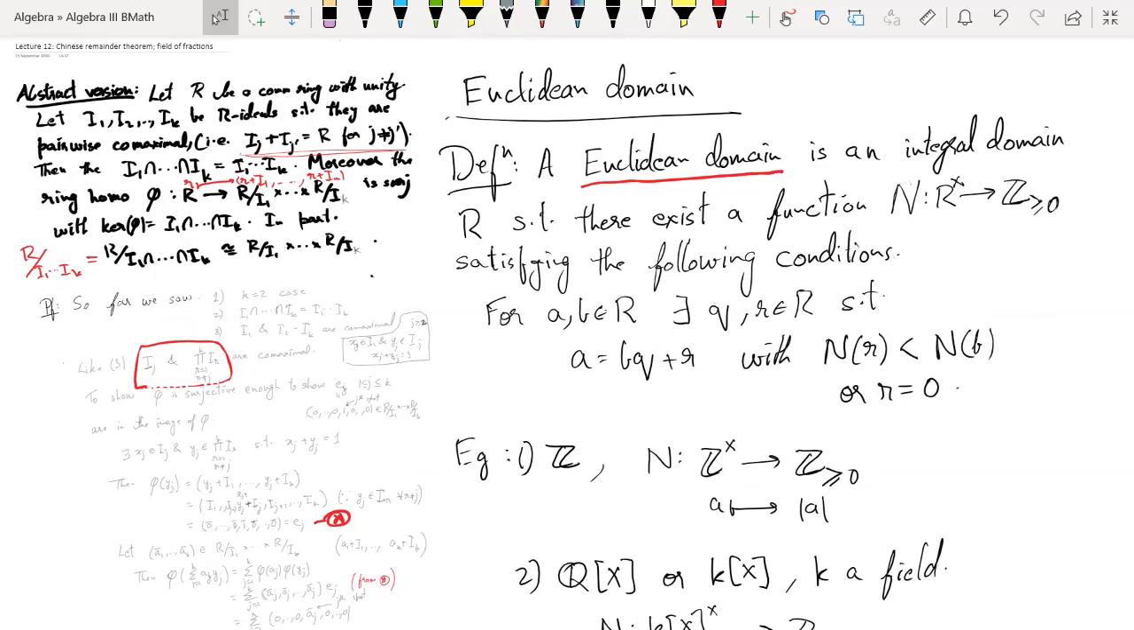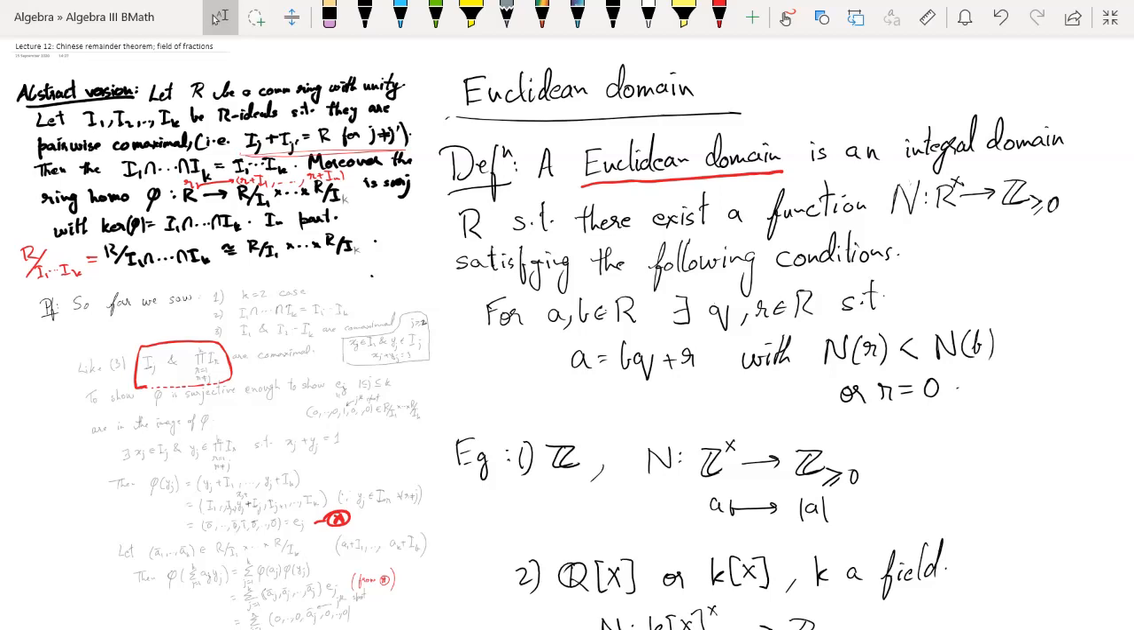For a, b in R, there exist q and r in R such that a is bq plus r with N(r) less than N(b) or r equals zero. So this function, which is also called a norm or Euclidean function, is a function which will allow one to do the division algorithm. So you want some function like this.